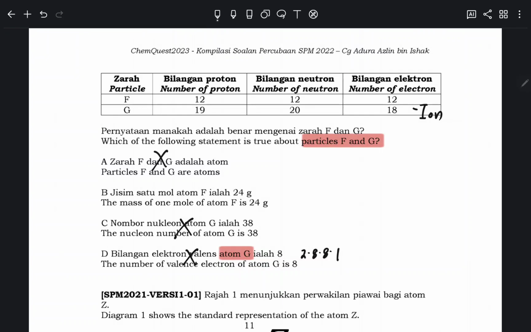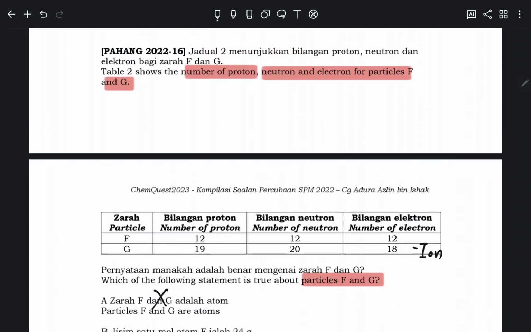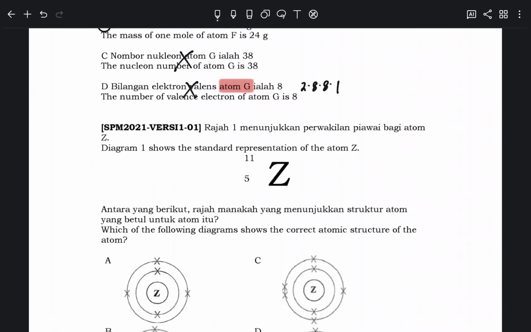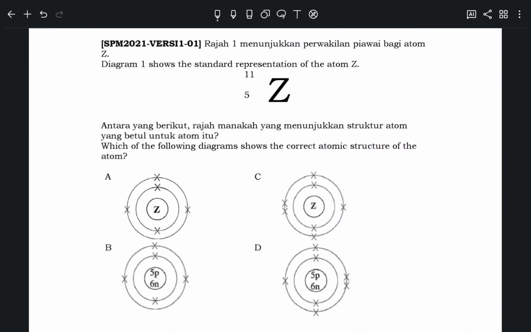Okay, you see, the question is very confusing, because they play a very good trick. Which one? This one. Very good question. So the correct answer is B. Remember, when you do atomic structure questions, you must see all the possibilities. Don't see one side only. Okay, SPM 2021, final question for this video.